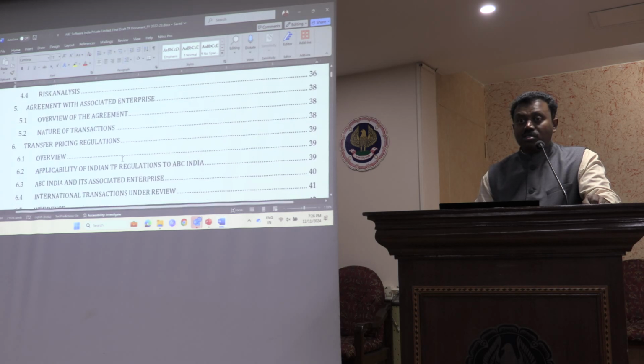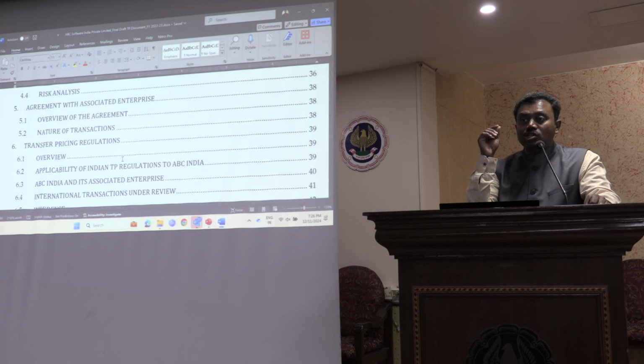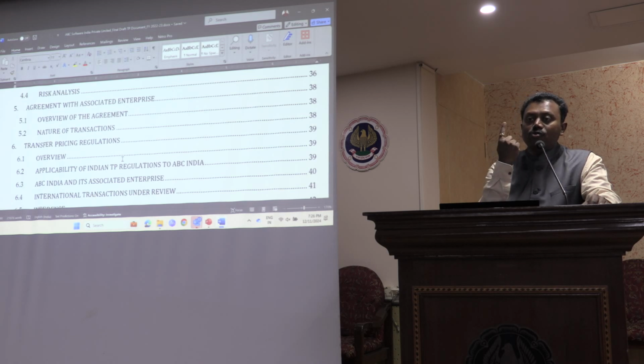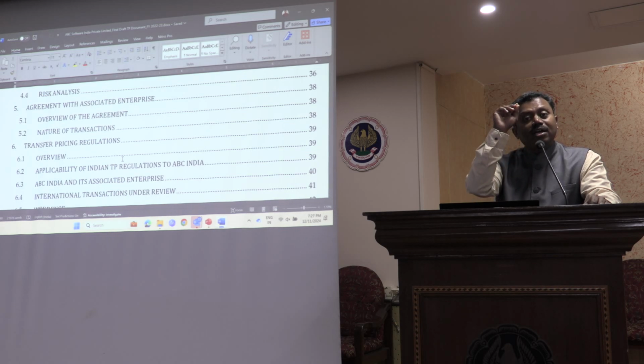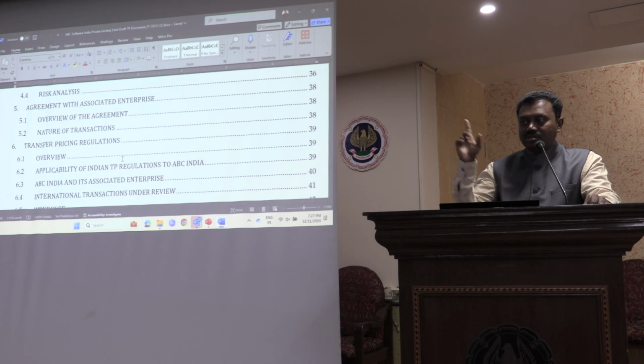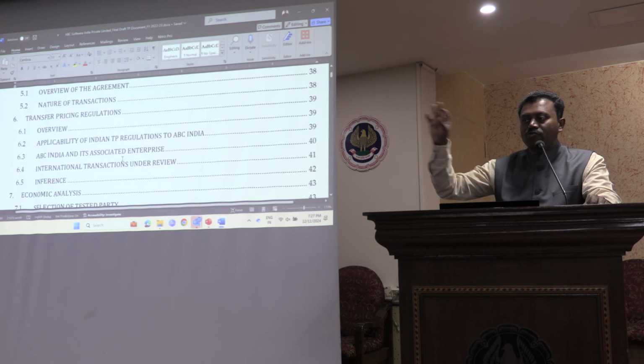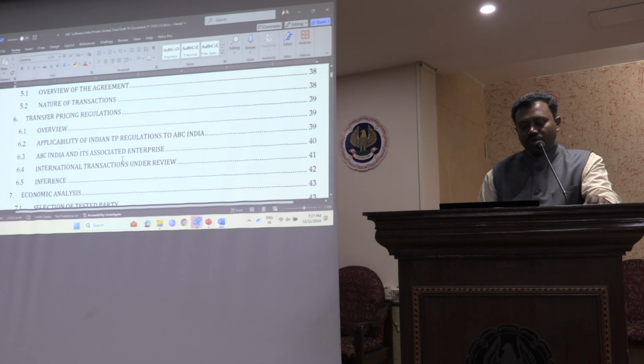Agreement with associated enterprise. One of the important components of the TP documentation is the verification of the agreement between the related parties. The TP agreement becomes your primary document even if you want to raise the first invoice to your parent entity and get the payment for that, because forget about the entire tax law, the banker is going to ask for it. So any TP exercise, you start with the TP agreement. That you have made part of the documentation also. And there you give an overview of the agreement and the nature of the transaction. You make that part of the TP document.